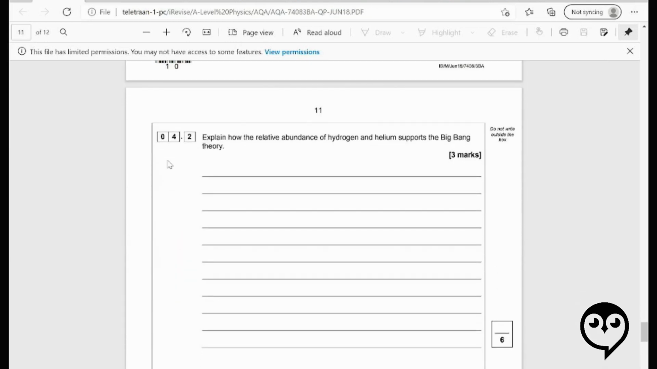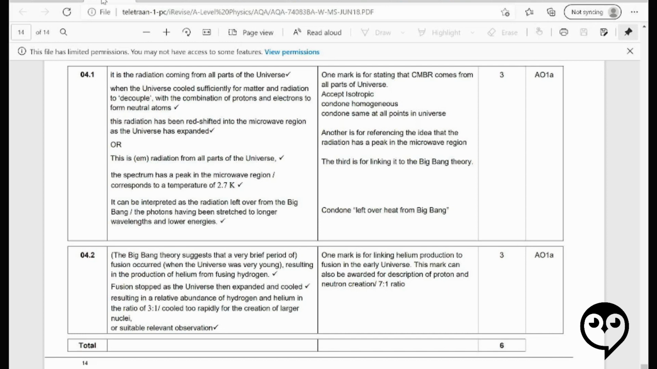And the last bit, I was wondering if they were going to cover this. Explain how the relative abundance of hydrogen and helium supports the Big Bang theory. Now, we know that most stars are made of hydrogen and helium. I mean, all stars are. And we know that hydrogen fuses into helium. But how does the abundance of hydrogen and helium support the Big Bang theory? I'm not very versed on this one, so let's just jump to the marks. They say the Big Bang theory suggests a brief period of fusion occurred, resulting in the production of helium from fusing hydrogen. I didn't think that hydrogen atoms had existed and could be fused during the Big Bang.